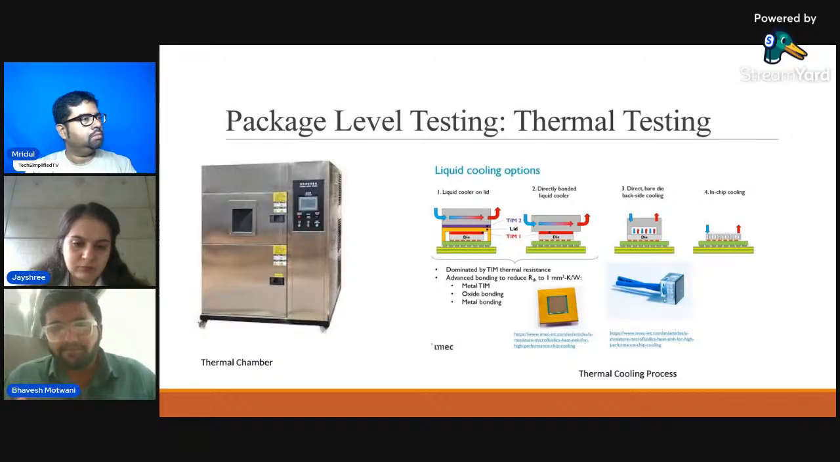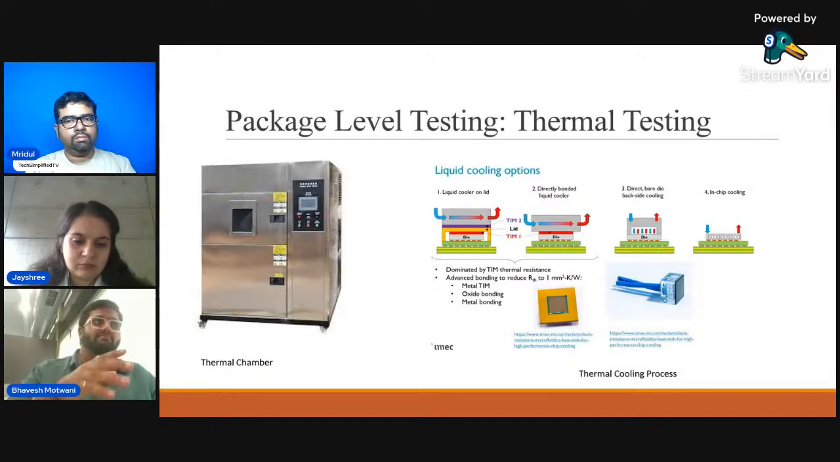Now, if you see this, thermal shock is given, liquid cooling is provided. Then with that liquid cooling, how the temperature is maintained, and with in-chip cooling, these parameters at the thermal cycling should be between -40 degrees Celsius and 150 degrees Celsius. In this temperature range, whether our IC is maintaining those thermal parameters or not.